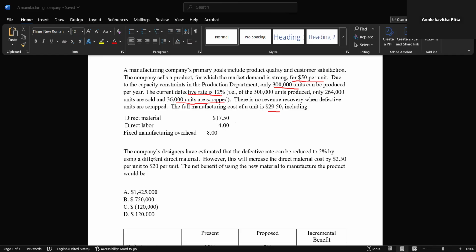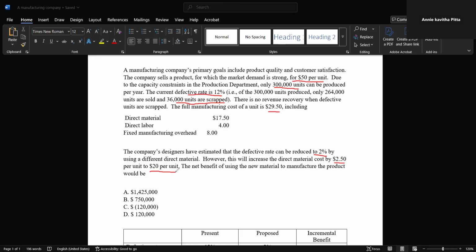Then we see that the company's designers have estimated that the defective rate can be reduced to 2%. At present, the defective rate is 12%, but that can be reduced to 2% using a different direct material. However, this will increase the direct material cost by 2.5 per unit to 20. At present, it is 17.5. Later on, it would increase to 20. The incremental increase in material cost is 2.5. What's the net benefit of using the new material to manufacture the product?